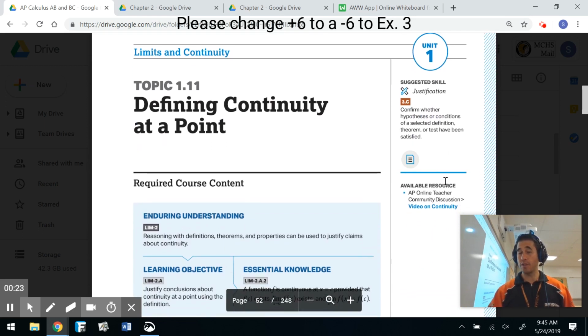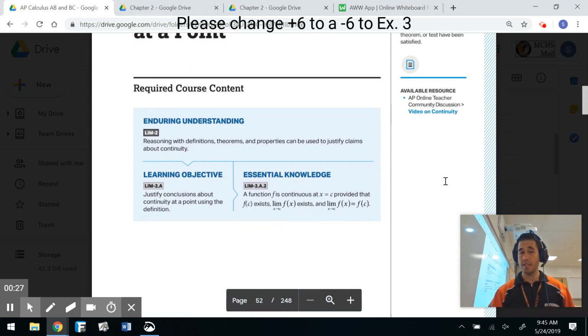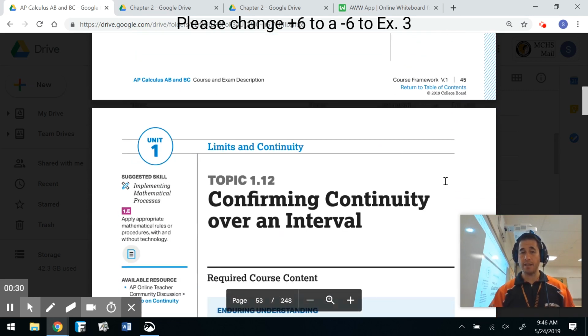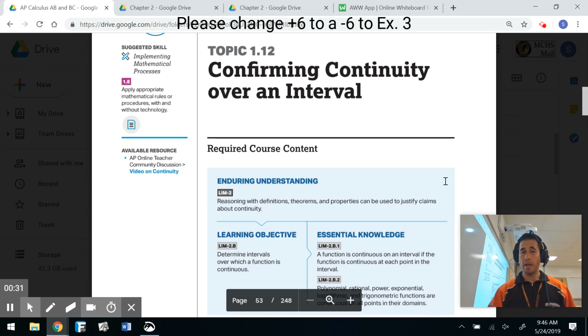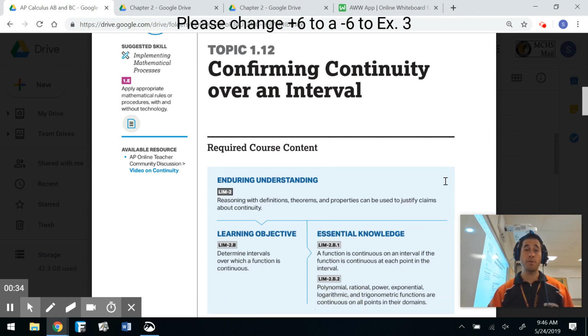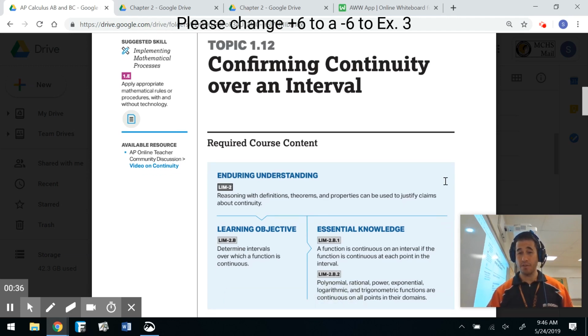Defining continuity at a specified point, understanding, objective, and knowledge. And I think we got one more here. Topic 1.12, which is confirming continuity over an interval.